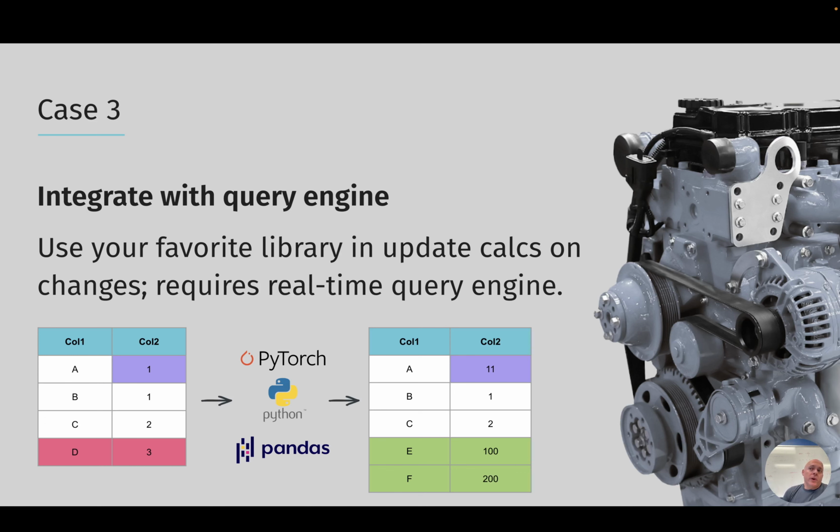The third way you can use your static libraries is integrating with a smart query engine. In this case, the smart query engine is taking care of these table changes, and you can integrate into the query engine so that when these calculations on changes happen, it's using your static library.